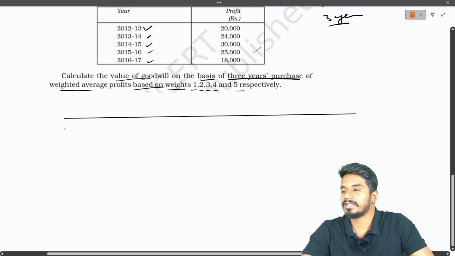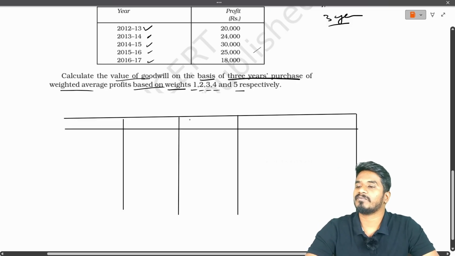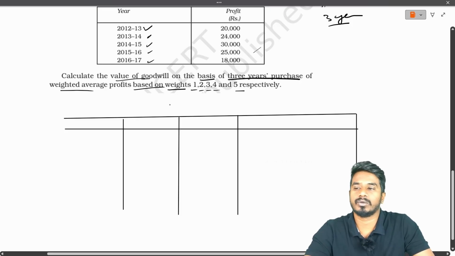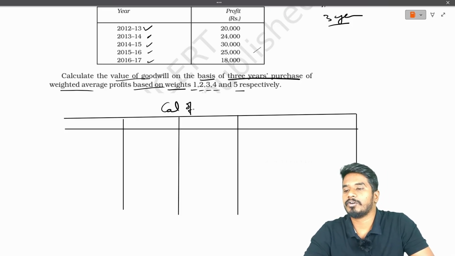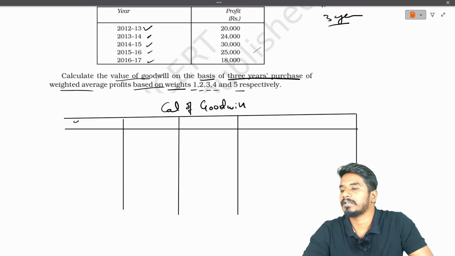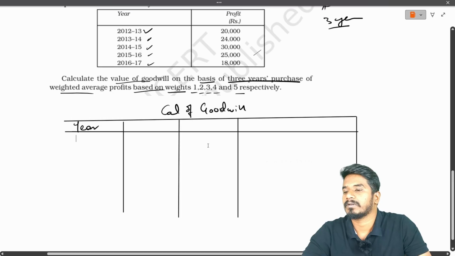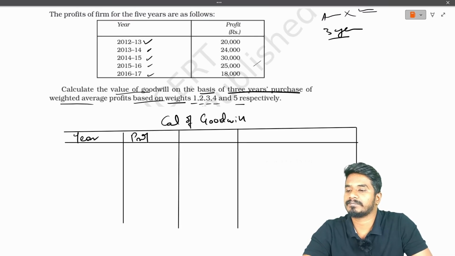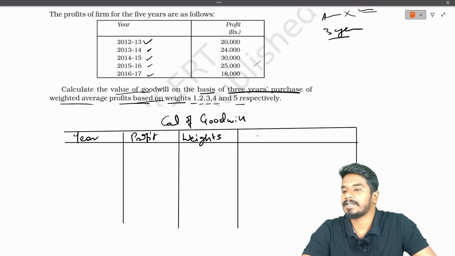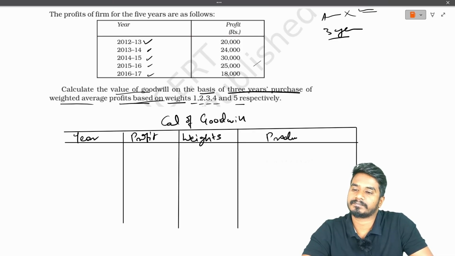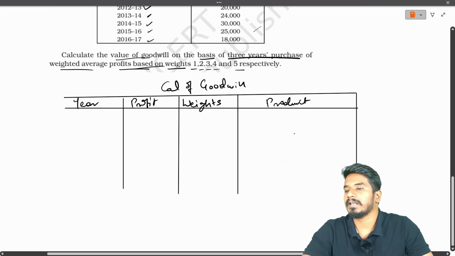Let us draw the column first. So this is the column we are going to use to calculate goodwill. Calculation of goodwill. First, we will take the year and profits, whatever is given. We have the weights, and the product. So let us see how we can calculate.